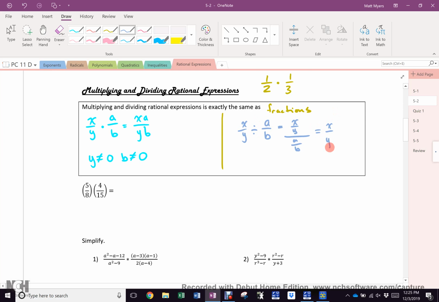Yes. x over y times the reciprocal, which is, of course, xb over ya. Now, is y allowed to be 0? Finish strong, Jacob. I was trying to see if I could. Is b allowed to be 0? Yes.